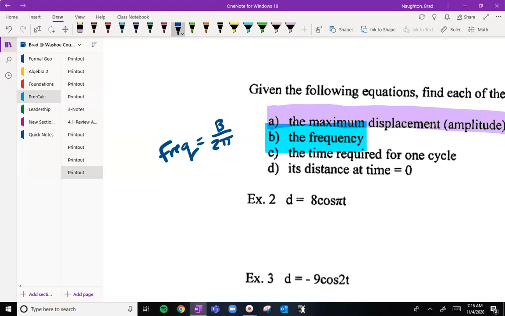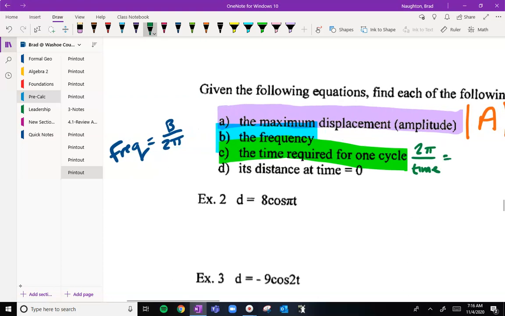Alrighty, the time required for 1 cycle, okay, that's going to be, remember, a 1 cycle is 2 pi, and then the time it's going to take for us to get there, which is what we're going to be looking for, and that's going to be equal to our B value. So in this case, to find that, what we're going to do is we're just going to solve for that time in the bottom. So we're going to put a t right there.